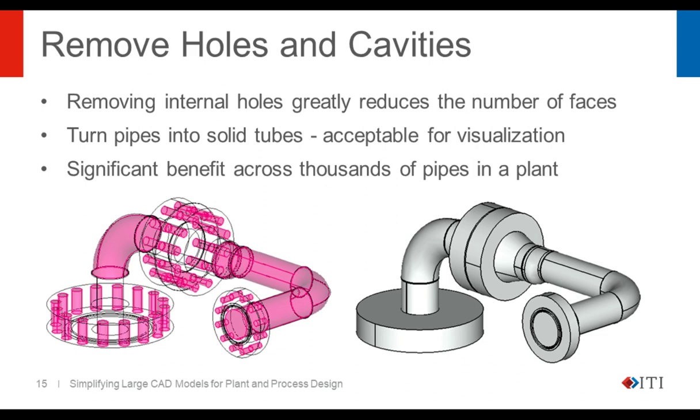And turning pipes into solid tubes is perfectly acceptable for most cases, particularly if you're using it for visualization within the whole plant. And it has a massive impact. I've seen examples of plant models with lots of pipe work in them that can be reduced by almost 50% just by removing the internal diameters and the holes. Particularly when it's an entire plant with thousands of pipes.